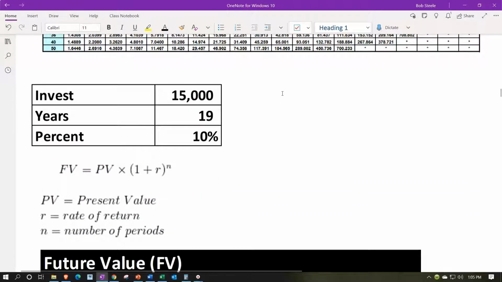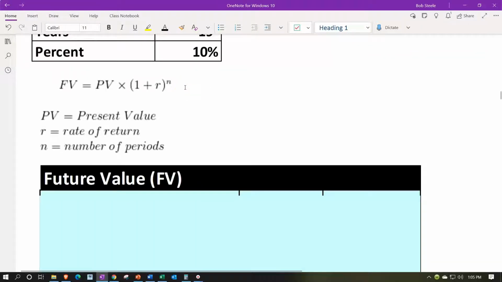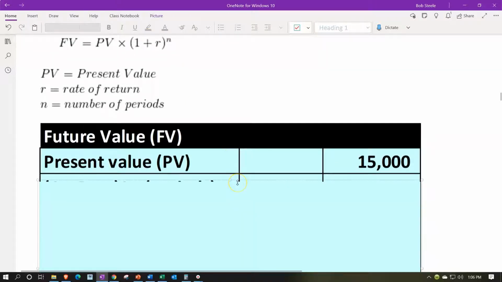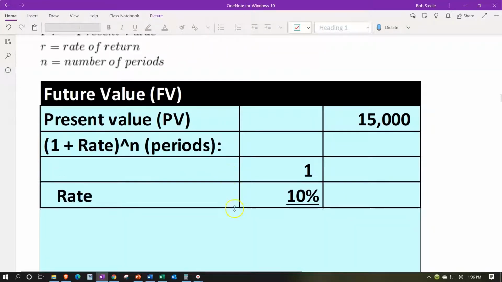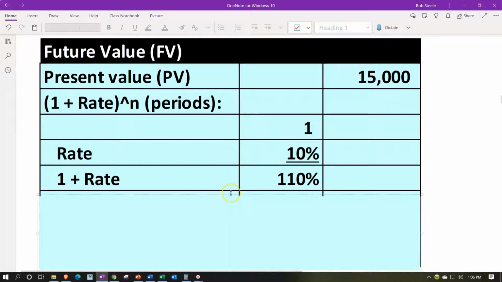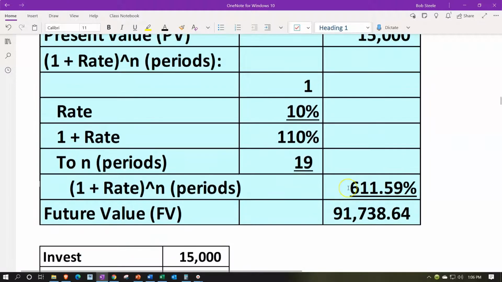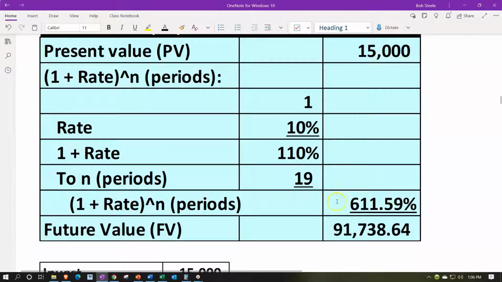Let's do it again this time. We're going to do another one in years. We're not doing semi-annually yet. Another one in years: 15,000, 19 years, percent, 10%. Let's put in this calculation. Future value equals present value times 1 plus r to the n. Doing that with a formula: 15,000, that's the amount that we invest. Then we take 1 plus the rate, 10%, which gives us 110% to the power of n, which is 19 this time. That's going to give us 6.1159.